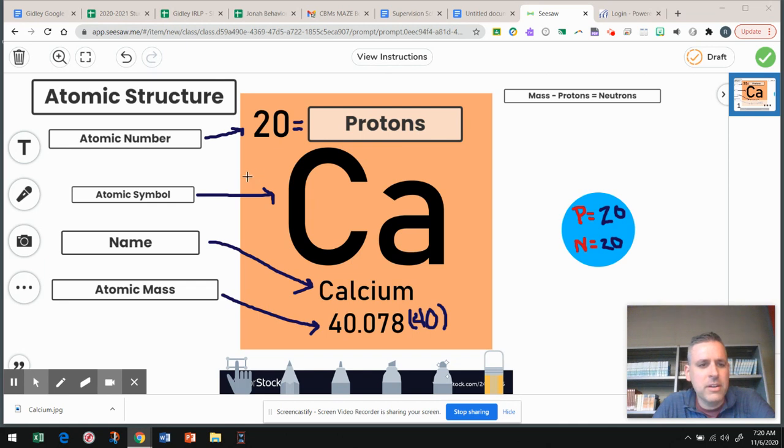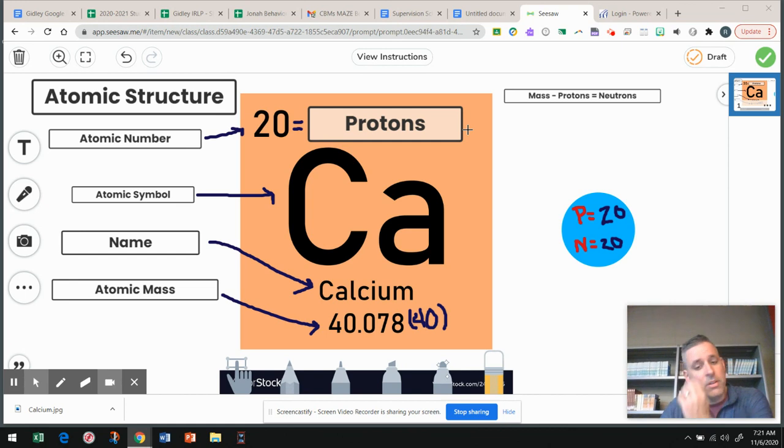As you can see here, we have all of these different aspects of our elements labeled. So you have the atomic number is 20. That's always listed right at the top whenever you're looking at an element in the periodic table. Your atomic number is also equal to your number of protons every time. And that will actually also equal your number of electrons. So if your atomic number is 20, you have 20 protons, 20 electrons.